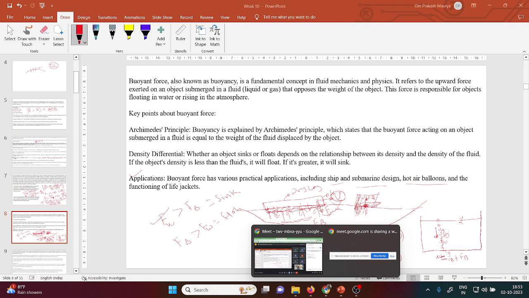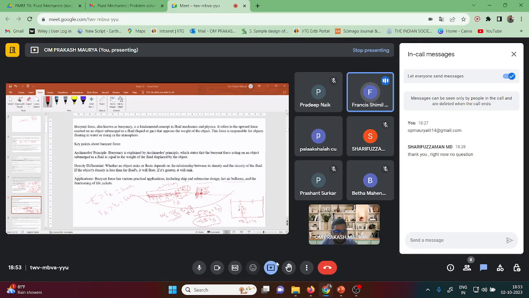Yes, sir. Excuse me, sir. If the block is at the basement, then I think the fluid won't be able to apply force on that bottom surface, isn't it?